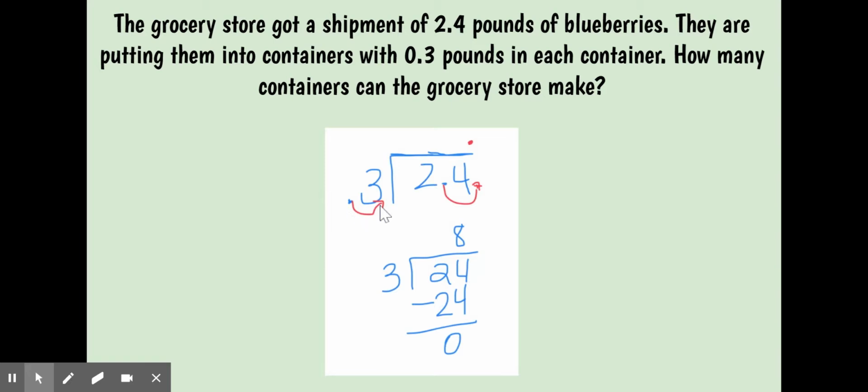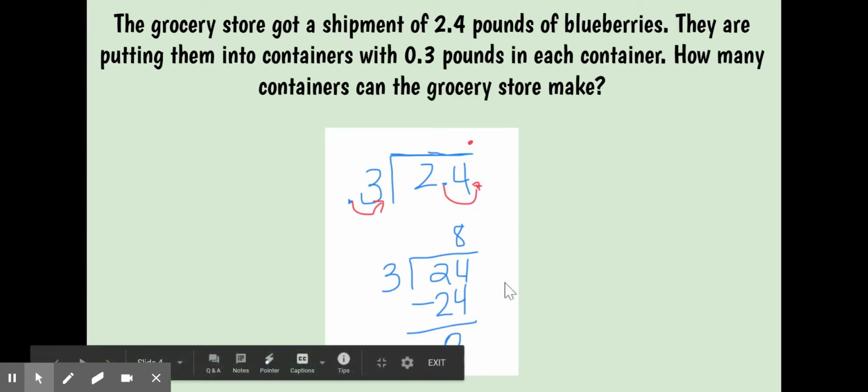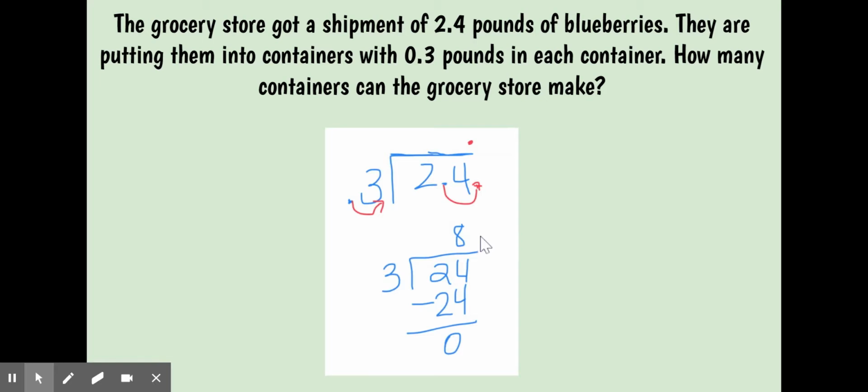I have to move my decimal in my divisor over one place, which really means I'm multiplying by 10. And then I have to do the same thing in my dividend. Multiply 2.4 or 2 4/10 times 10, and that gives me 24. Now I'm just dividing whole numbers. It's pretty simple. 3 can go into 24 8 times. So that means that they can make 8 containers with 3/10 of a pound in each one.